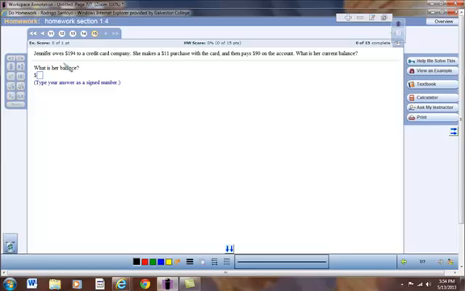Last problem we're going to be looking at in 1.4 says that Jennifer owes $194 to the credit company. She makes an $11 purchase with the card, then pays $90 on her account. What's her current balance? So she owes $194 to a credit company. Makes a purchase of $11 with that card, so now it's plus $11. But then what does she do? Pay $90. So we're going to subtract 90.